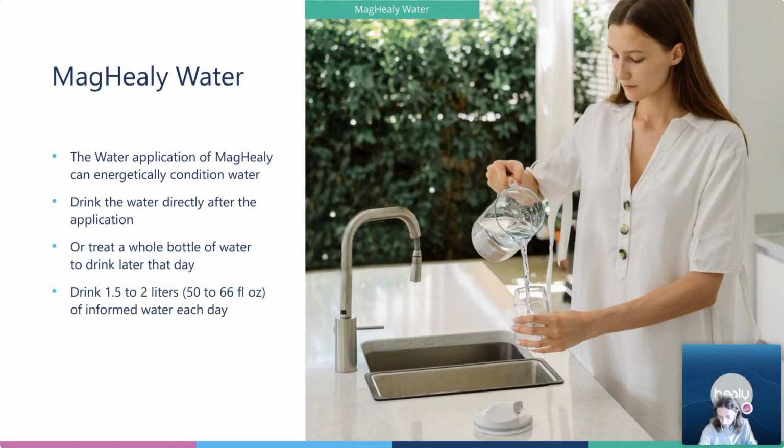So in the best case, you have the middle of the downside of the MagHealy, and this middle of the downside of the MagHealy should be as near as possible to the water. Because there in the middle, on the bottom of the MagHealy, there's the highest density, or the highest intensity, of the magnetic field. And you want this to be as near as possible to the water so that it can be informed properly.